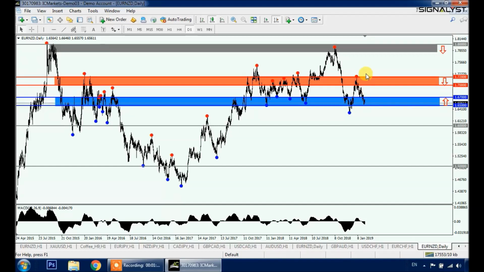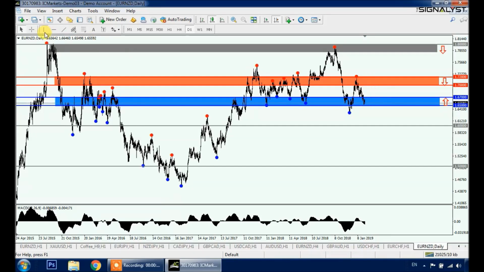Unless price broke above our red zone, then we will be looking for buy opportunities around here, and then we will look for sell opportunities around here. So now we'll dive into H4 and H1 chart to look for potential setups and triggers around those zones.